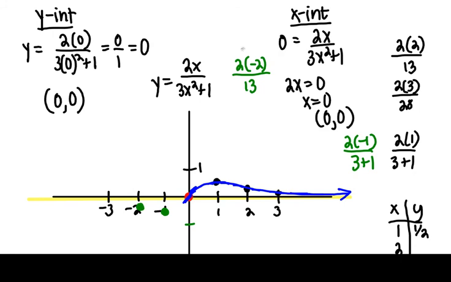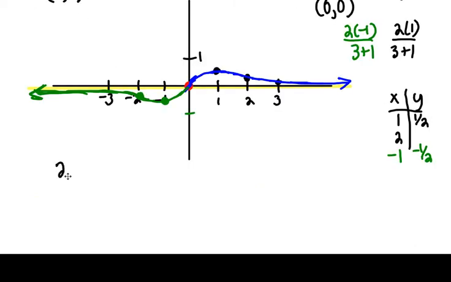And it looks like what's going to happen here is we've got an odd function. We definitely have some symmetry going on. Now, can we look at this function and determine it's odd? 2x over 3x squared plus 1. Well, let's see.